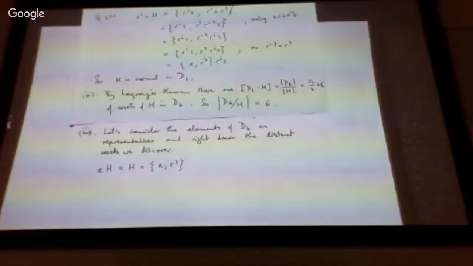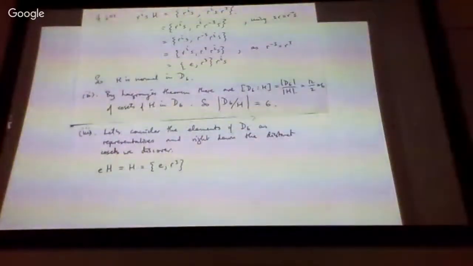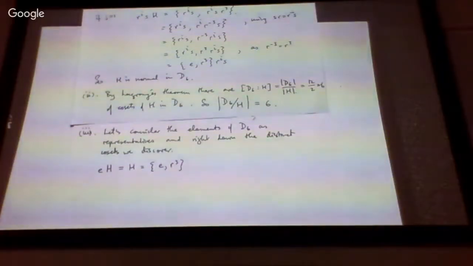Is there any other representative that would generate that coset? R to the 6? R to the 6 isn't a different element; R to the 6 is the identity. So is there any other element that would also generate it? R to the 3? Yeah.